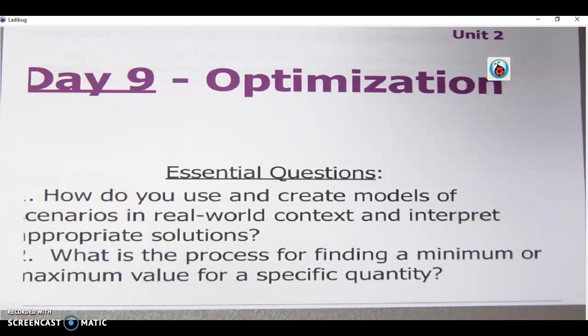So today we're going to be talking about day 9, which is optimization. This is really the process for finding a minimum or maximum value of a specific quantity. So we're going to be working with some word problems.